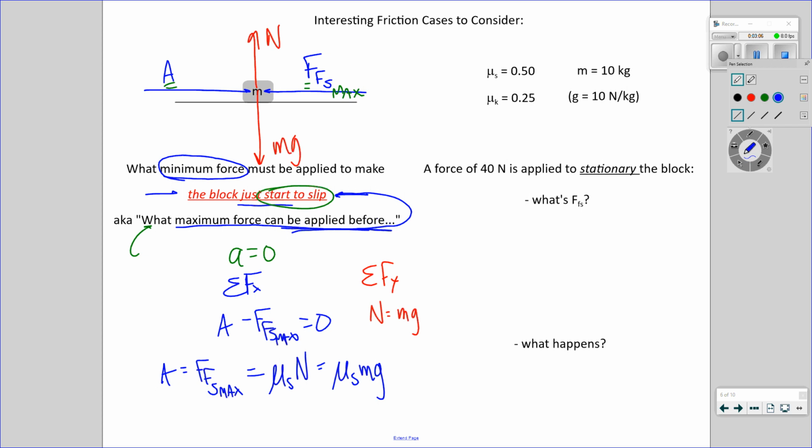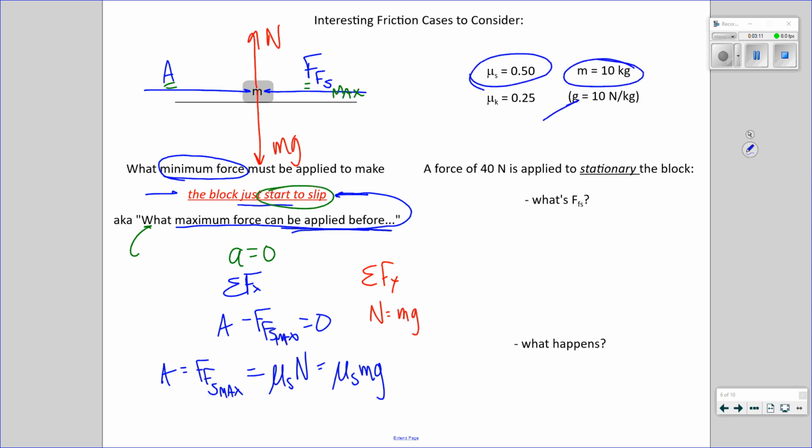And we know those things. Look, here's mu static. Here's m. There's g. So that's 50. The applied force is 50 newtons. Now that is the smallest amount of force that will make this block start to slide, or it's the most amount of force we can apply before the thing starts to slide. You know, 50.0001 will make it start to slide. I know it's 50, and we just said this, but again, you have to sort of take that as the same question.